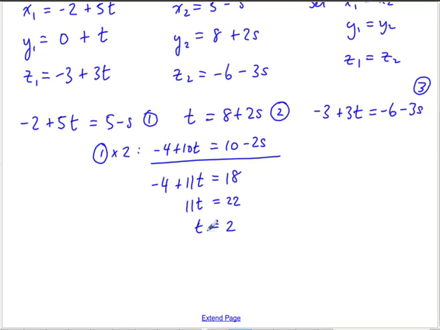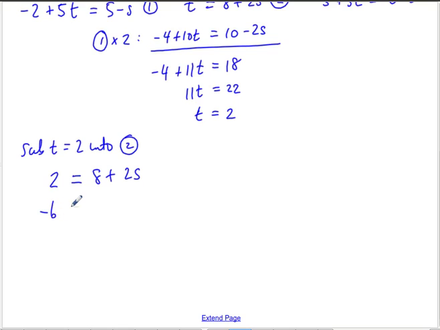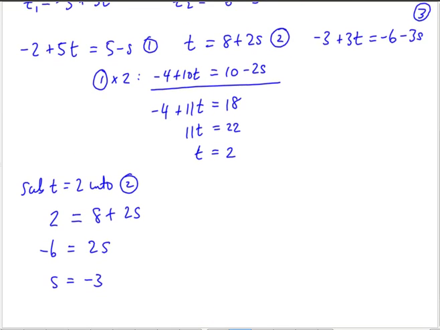I can now, and I really strongly recommend this, you don't want to lose track of things, I'm now going to sub t equal 2 into one of these 2 equations. So I'm going to sub t equal 2 into, and in this case I'll choose equation 2. So I end up with 2 equals 8 plus 2s, and I end up with negative 6 equals 2s, or s is equal to negative 3. And because I've done it this way, I've worked exclusively between equations 1 and 2, and so now all I need to do is go verify using equation 3.